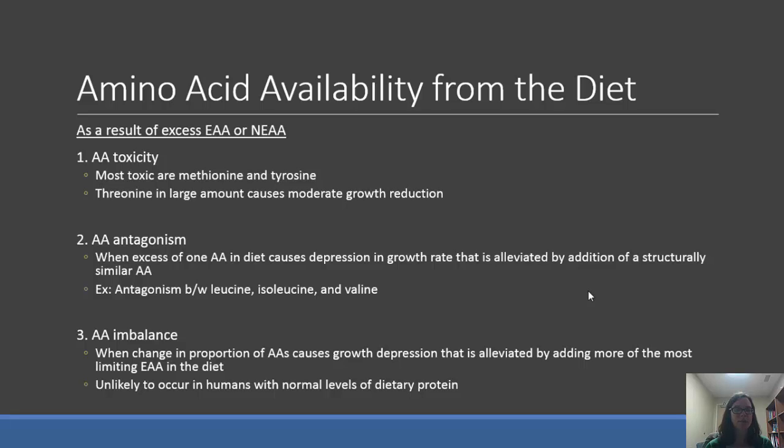Another result of excessive intake can also be amino acid imbalance. We know we have an amino acid imbalance when we change the proportion of the amino acids, causing growth failure, and then it's alleviated by adding one or more of the limiting essential amino acids in the diet. However, this particular issue is unlikely to occur in humans who have a balanced intake.